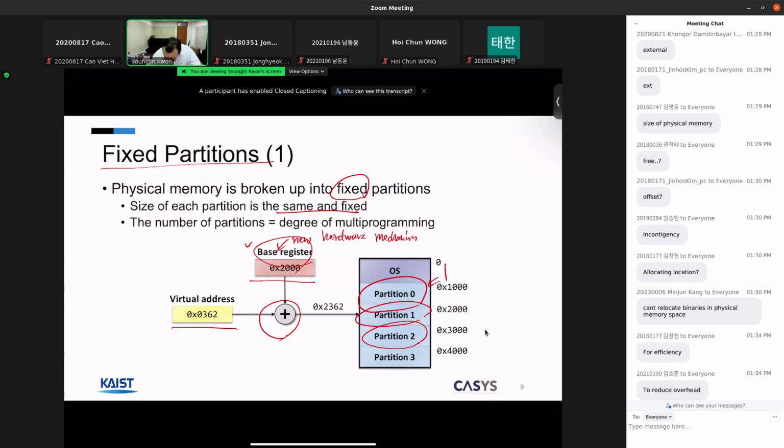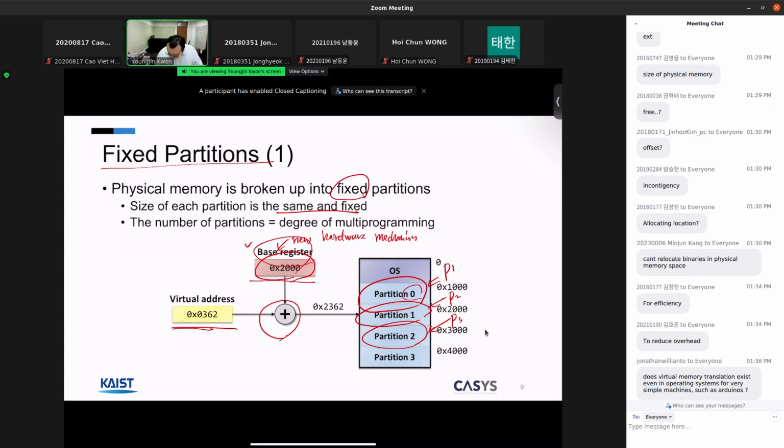So process 1 uses this partition, process 2 uses this partition, process 3 uses this partition. Each process has its own virtual address space, and the virtual address is translated by adding the base register. For example, if partition 0 is used, the base register is 1000. If partition 1 is used, the base register is 2000. So it is added, and this is the physical address. A simple and working mechanism.